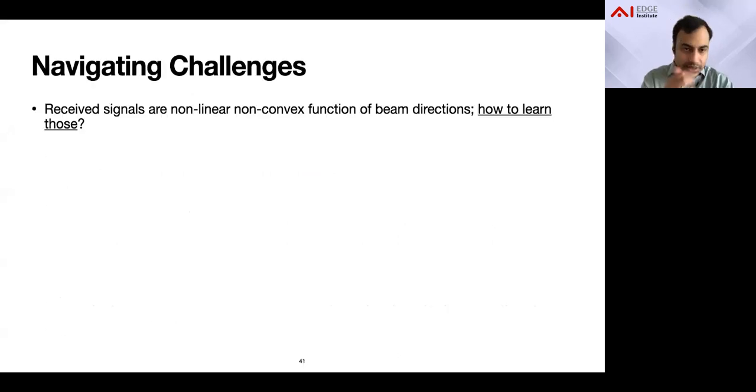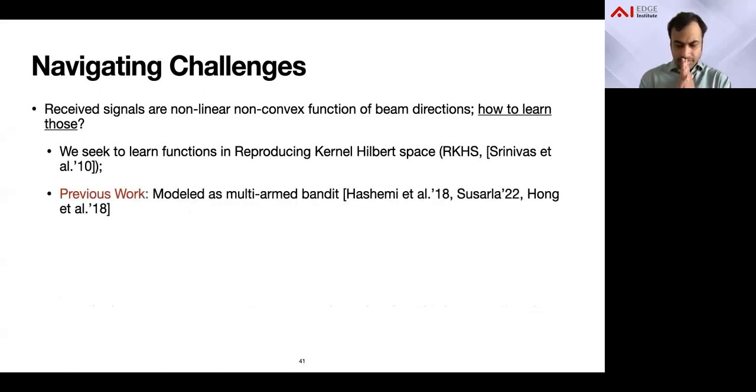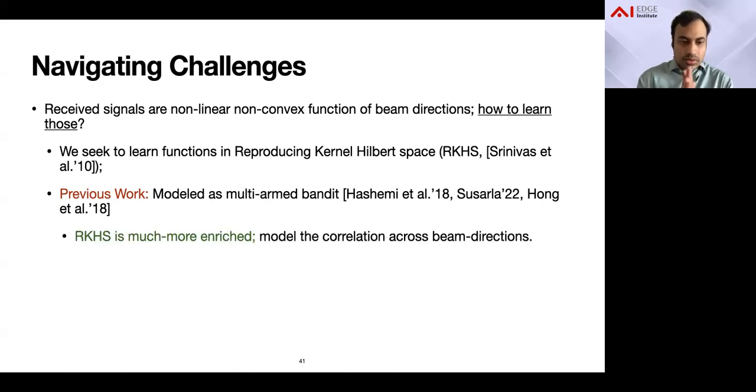Now, as I mentioned, received signal strengths are nonlinear, non-convex functions of beam direction. So how do we learn those? We seek to learn functions in the reproducing kernel Hilbert space. Why are we choosing that? Let me pause a little bit and take a step back. In terms of beam selection, you could already cast it as a multi-armed bandit problem. But what we want to achieve is that RKHS is much more enriched.